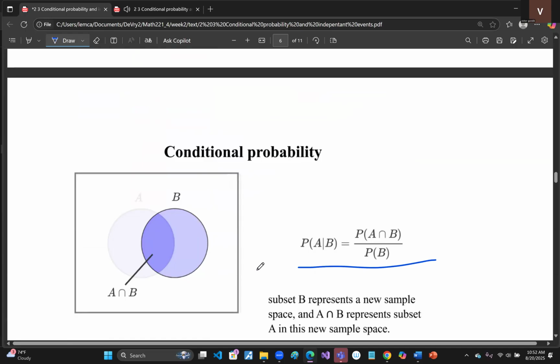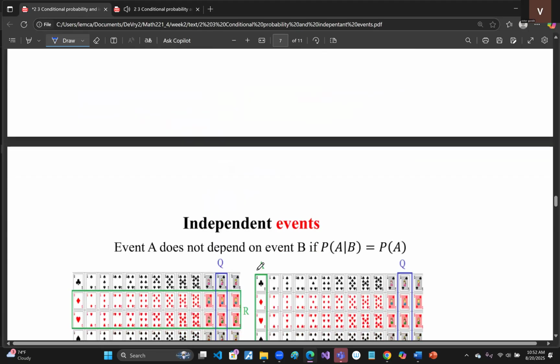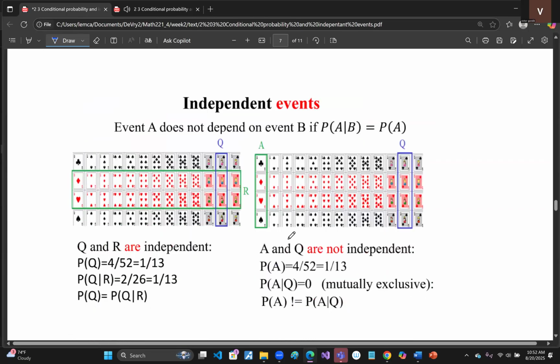The next important definition is definition of independent events. If the probability of A is equal to the probability of A given B, then A and B are called independent events. For example, let Q be the event that the randomly selected card is a queen, and R, that it is a red card, diamond or hearts. Then the probability of Q is 4 over 52, or 1 over 13, and the probability of Q given R is 2 over 26 or also 1 over 13, as we already saw in another example. So, Q and R are independent events.